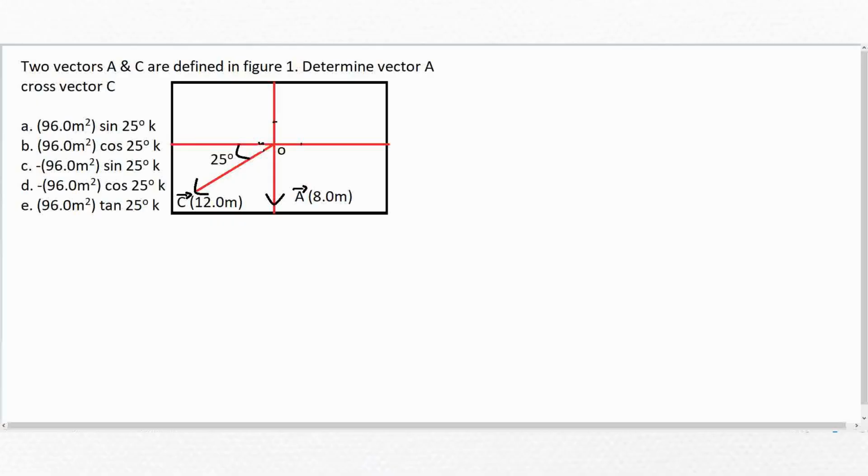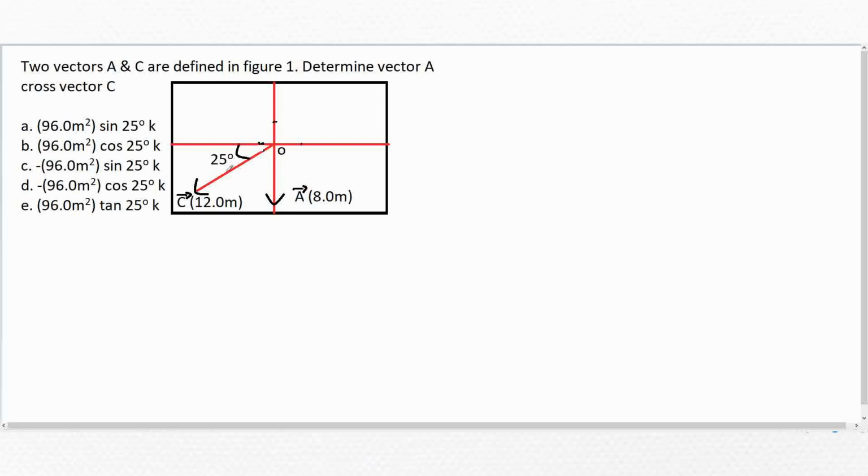In this video, we want to calculate the cross product between vector A and C. Okay, and the two vectors have been given in this diagram. So you can see that the vector A is along the negative y-axis. It has magnitude 8.0 meters.